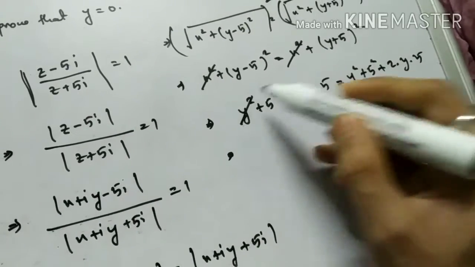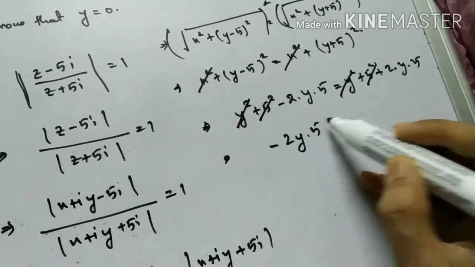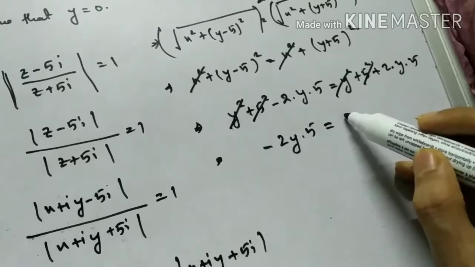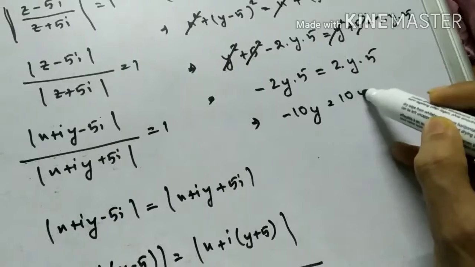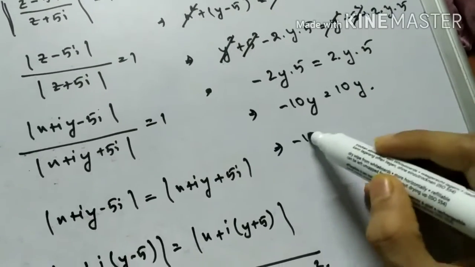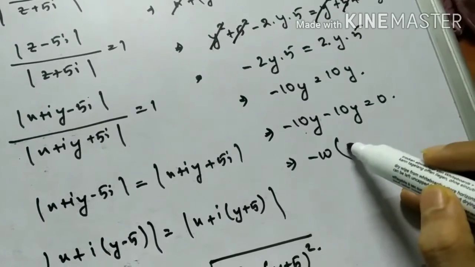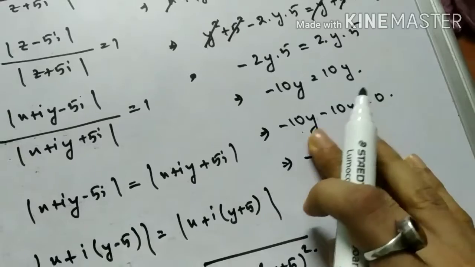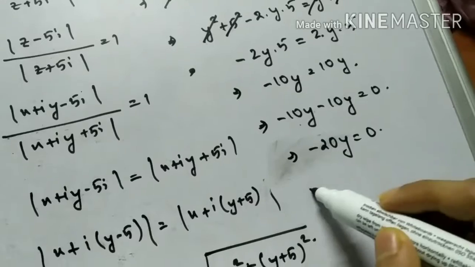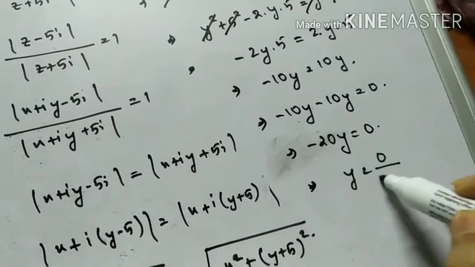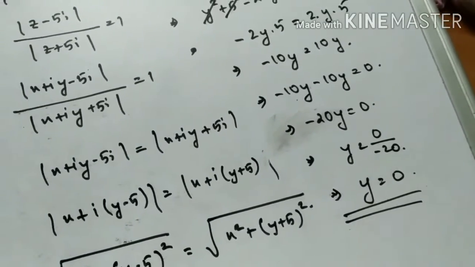So again from here you see y square and 5 square I can cut. So ultimately minus 10y equal to 10y I will get here. So this is minus 20y equal to 0, so y = 0 by minus 20. So y = 0 I will get. This is our solved.